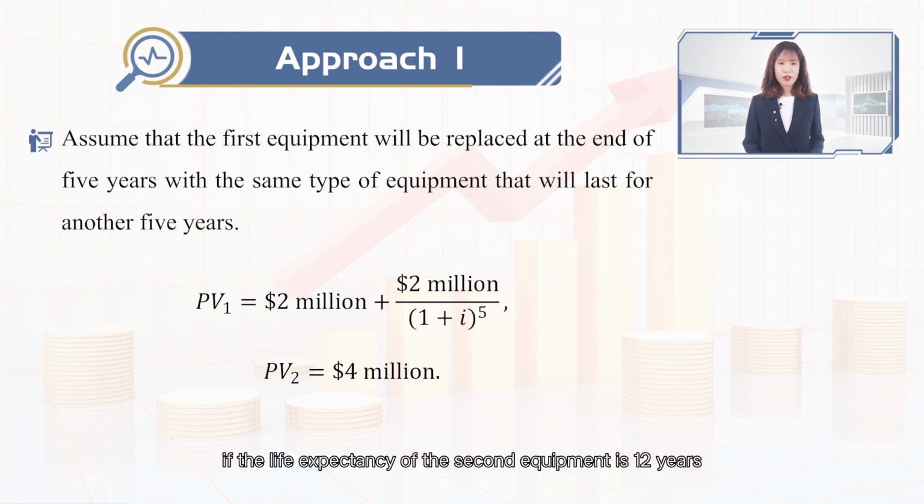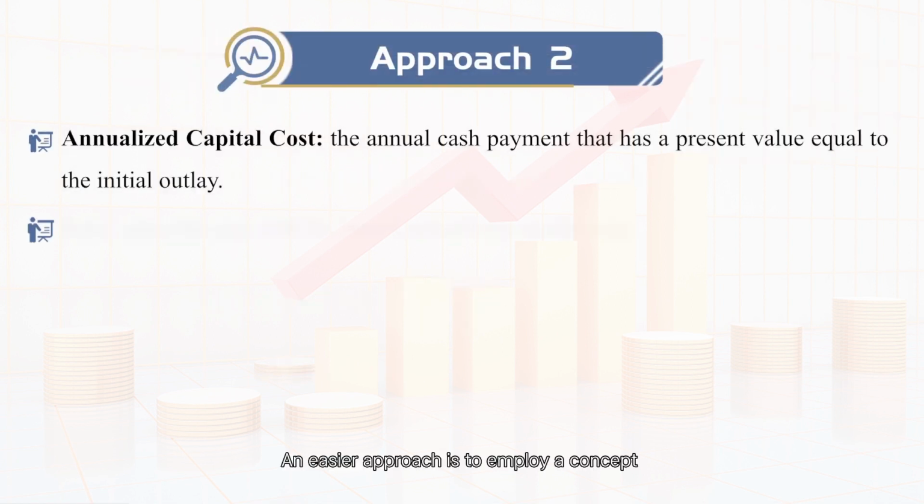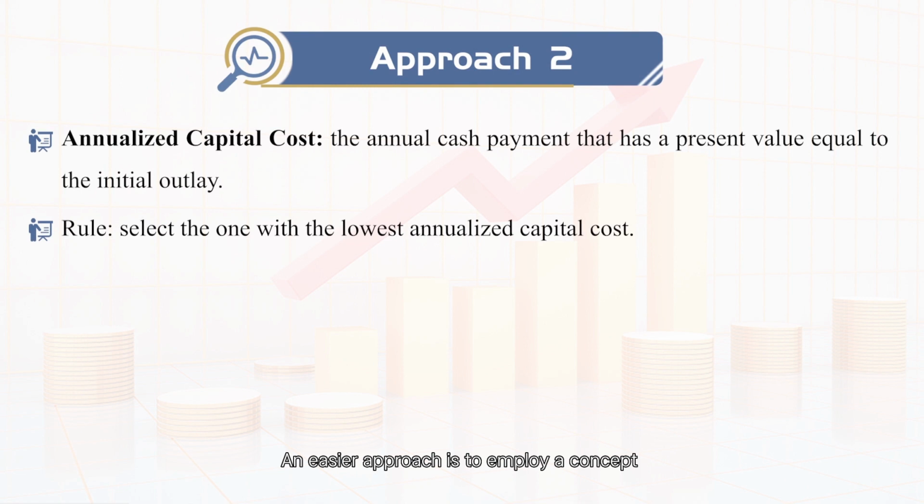However, if the life expectancy of the second equipment is 12 years, which is not a multiple of the life expectancy of the first one, how to do the comparison? An easier approach is to employ a concept called annualized capital cost. It is defined as the annual cash payment that has a present value equal to the initial outlay. The alternative with the lowest annualized capital cost is the preferred alternative.